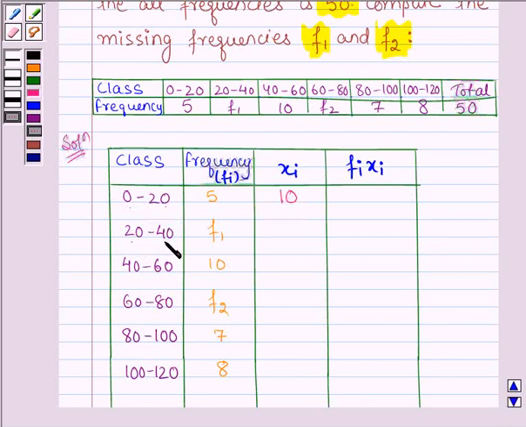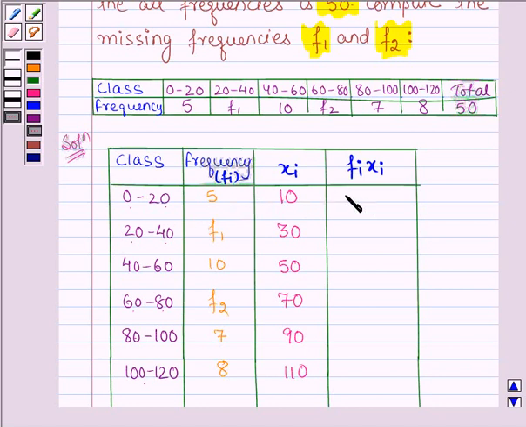Midpoint of 20 and 40, similarly adding 20 with 40 and dividing by 2 we get 30. And so on. Midpoint of 40 and 60 is 50. Midpoint of 60 and 80 is 70, midpoint of 80 and 100 is 90, and midpoint of 100 and 120 is 110. Now, we shall write here the value of Fi into Xi.